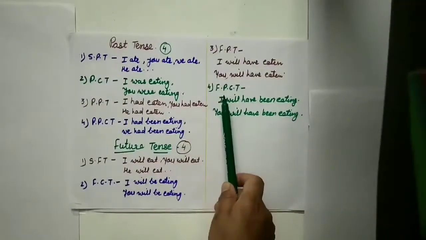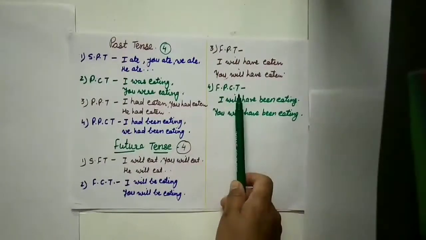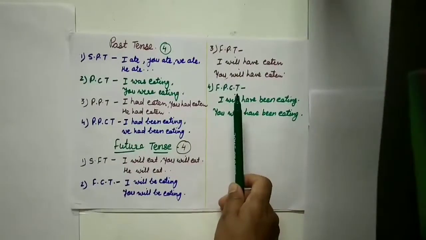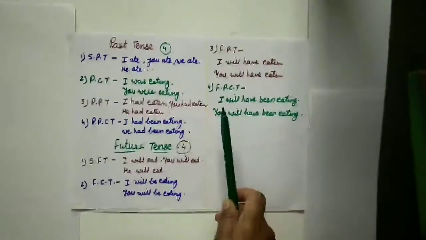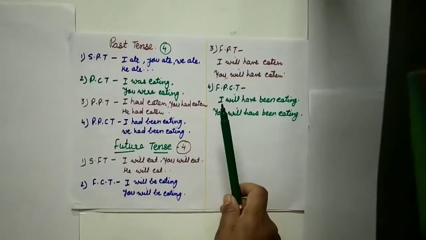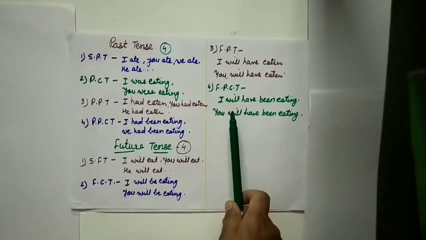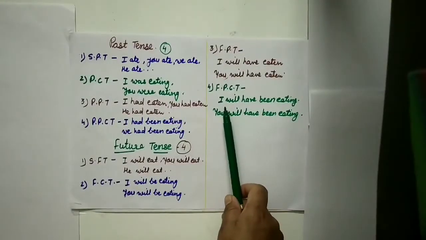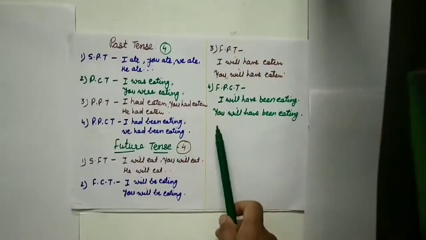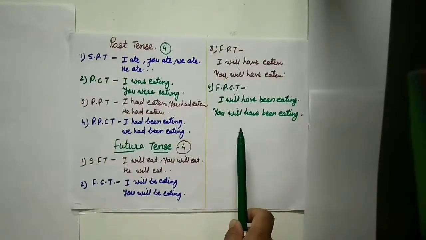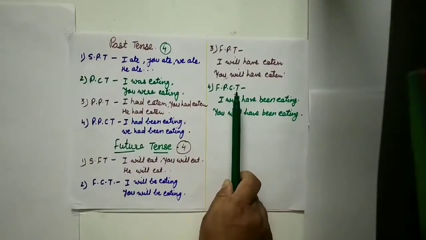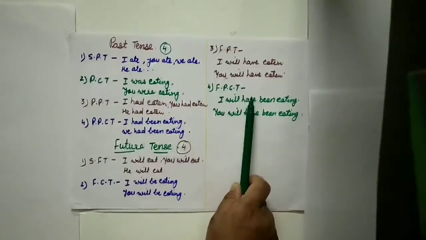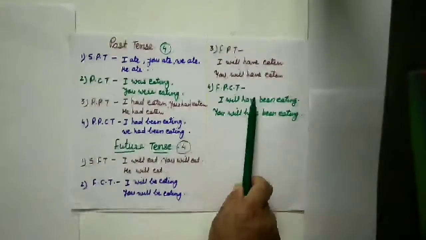Last is the future perfect continuous tense. It is used for actions which will be in progress over a period of time, and that will end in the future. Examples are: I will have been eating, you will have been eating. These are the examples of future perfect continuous tense. Okay.